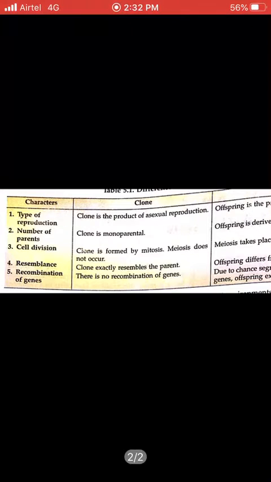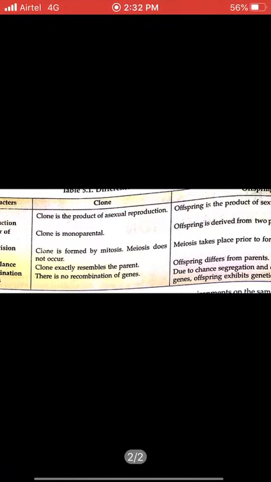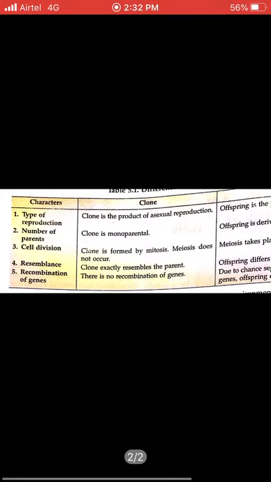First, the type of reproduction, how these are produced. Clones are monoparental, meaning they are produced asexually, with no second parent, while offspring need two parents, meaning there is a fusion of male and female gametes. The number of parents, obviously if it is asexual, is 1 in clones and 2 in offspring, that means male and female.